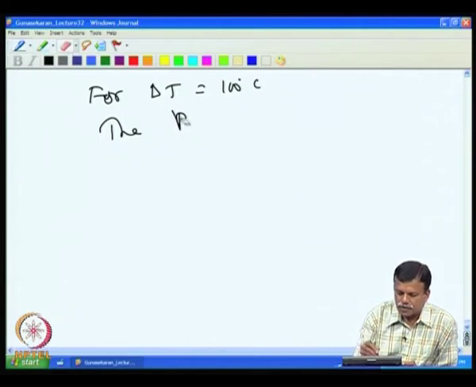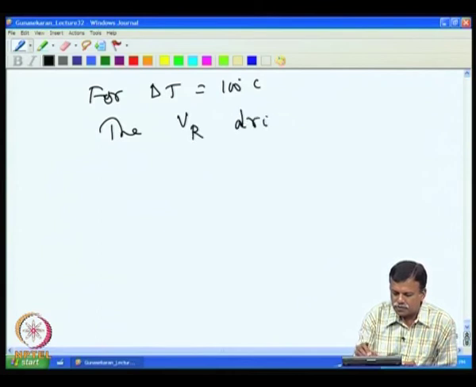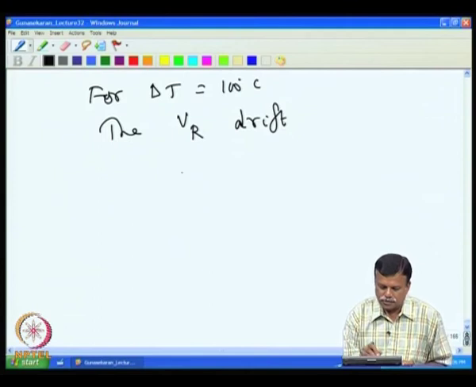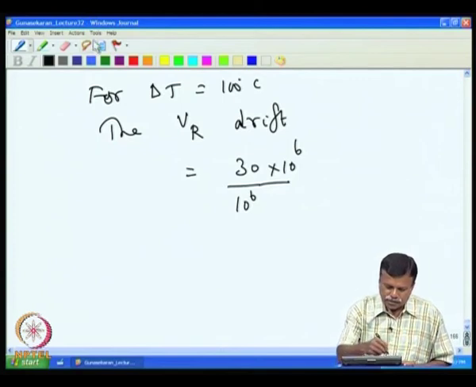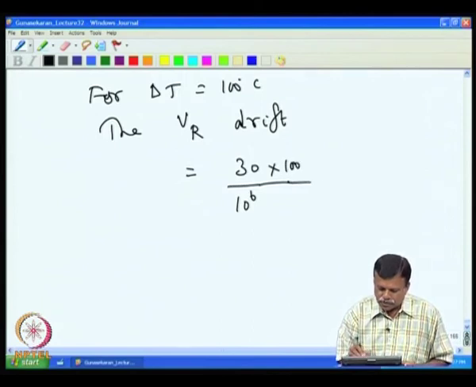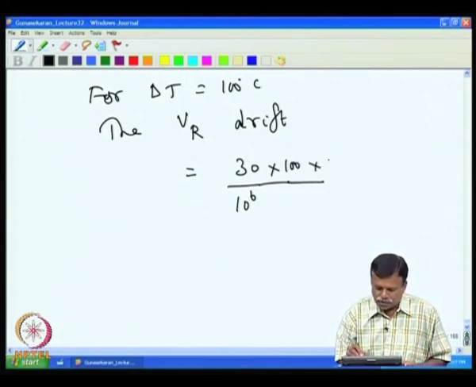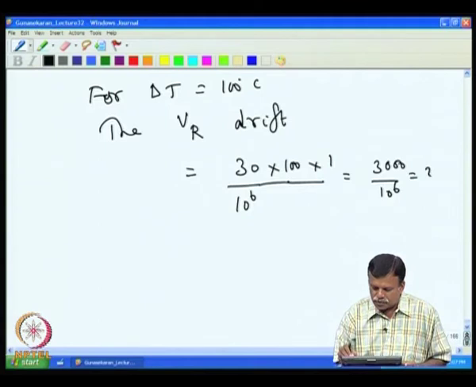the V reference drift would be 30 ppm, that is 30 divided by 10 power 6, into 100 degree C. So, we put 100 degree drift, and then if it is 1 volt, then we take this 1 volt. So, that would be the actual drift, that will be 3000 divided by 10 power 6, that is equal to 3 millivolt.